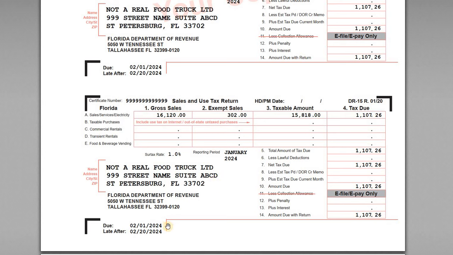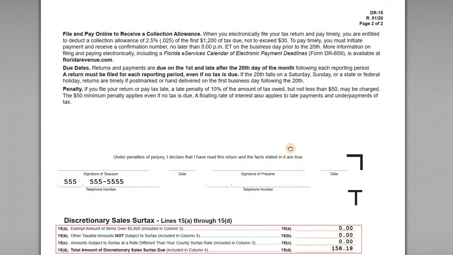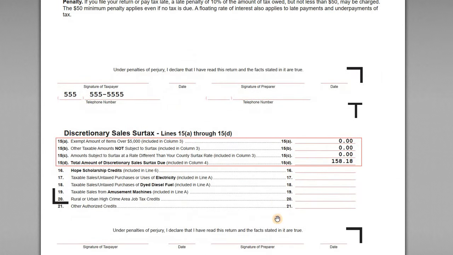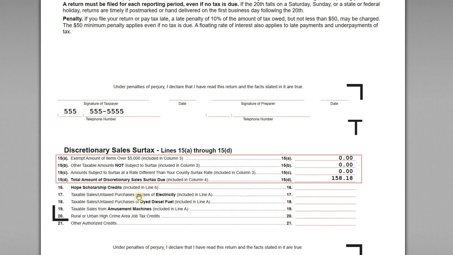The due date for these returns is the first day of the month following the close of the reporting period, and then it's got to be filed within 20 days generally, or else it's going to be considered late. Now, the other thing that has to be completed here is the discretionary sales surtax component on page 2.